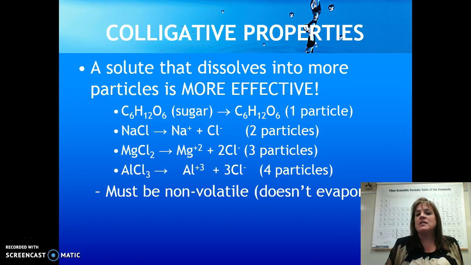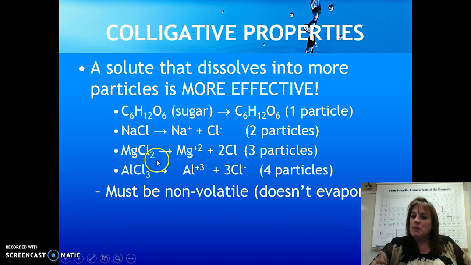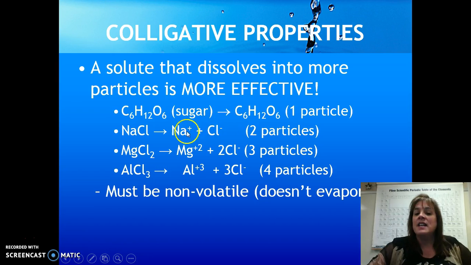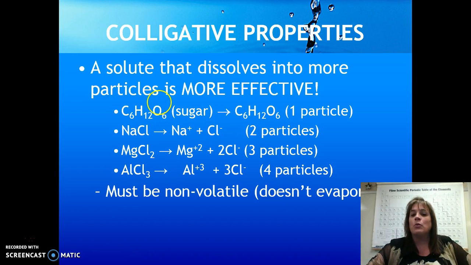So here are some examples of different types of particles and what they dissolve into. Sugar, right? If you put sugar down to lower the freezing point of the ice, it's not very effective because it doesn't break into pieces. It's just one particle. But if I took table salt, sodium chloride, it would break into sodium and chlorine. So ionic compounds actually break into individual pieces. So that would give me two particles, one sodium and one chlorine.